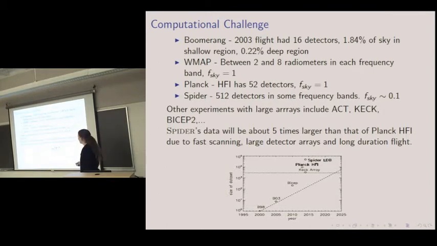This figure here was from a few years ago, showing the increase in the size of data sets, normalised to the Boomerang 98 data set. And above this line are projections for future experiments. So you can see that Spider is going to produce about 5 times more data than BLAST. I think Keck has moved up in this whole plot.